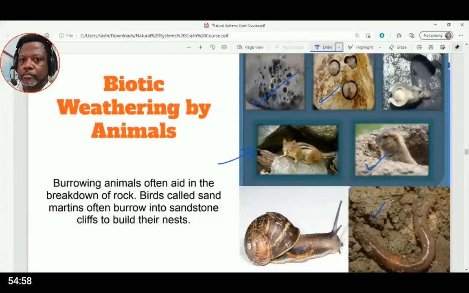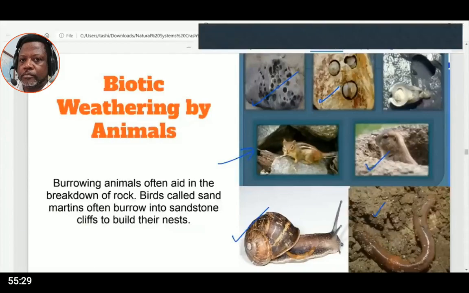But we do have some other animals that actually break down the rock with their chemical composition. So we have a lot of these. We have a lot of slugs. If you've ever seen a slug crawl before, what do you notice that is behind them? So this slime that they leave behind is actually a chemical. And this chemical is what is left that will actually break down the rock.